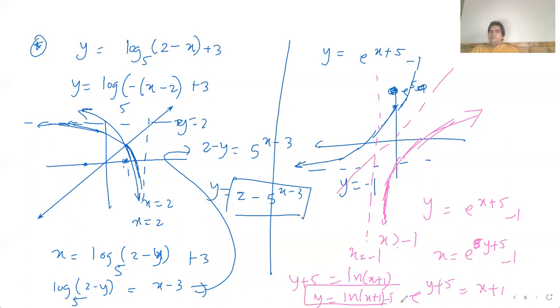So this is about the basic properties of logs and exponents in general. Let us now solve more problems and understand the properties better.